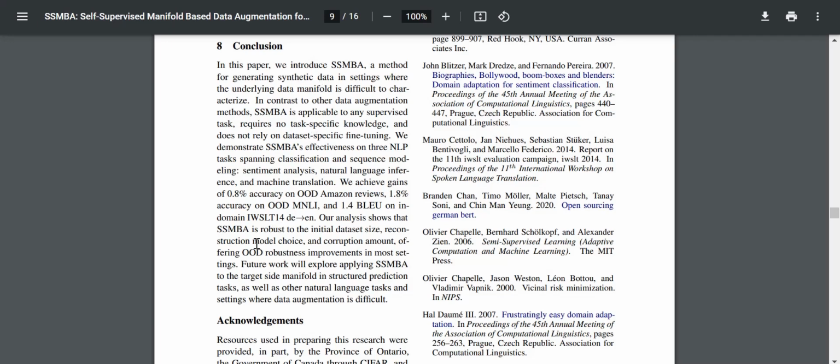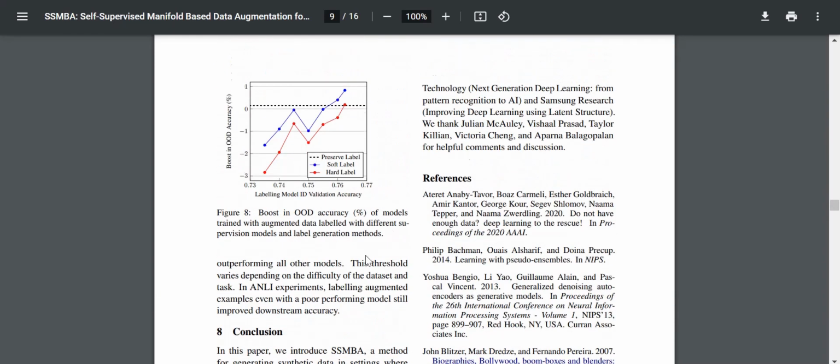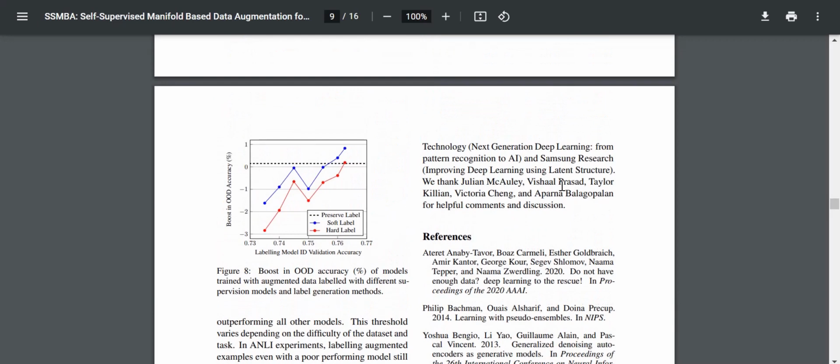The analysis shows that SSMBA is robust to the initial dataset size, reconstruction model size, and corruption amount, offering out-of-domain robustness improvements in most settings. Future work will explore applying SSMBA to the target side manifold in structured prediction tasks, as well as other natural language tasks and settings where data augmentation is difficult. They've also thanked their partners and the people who helped out with comments and discussions.